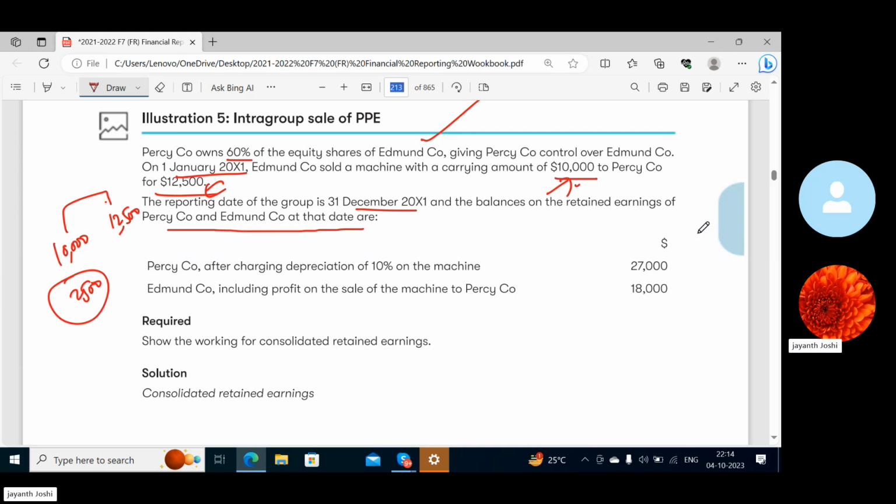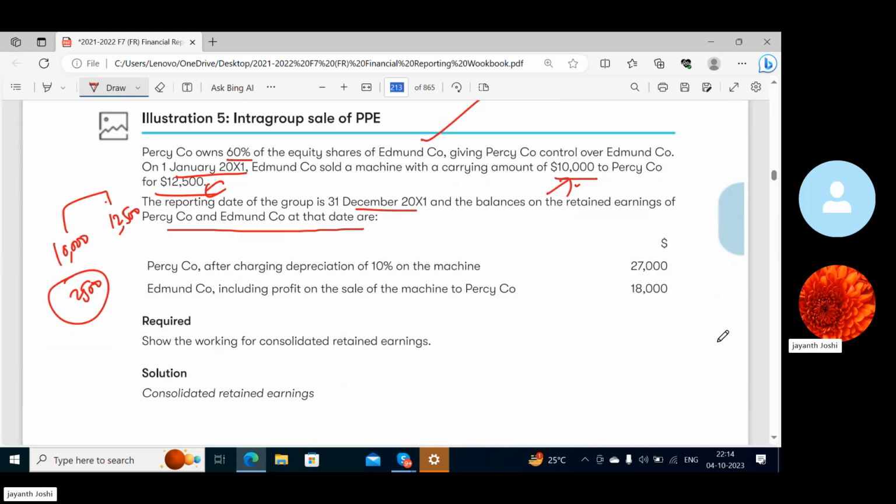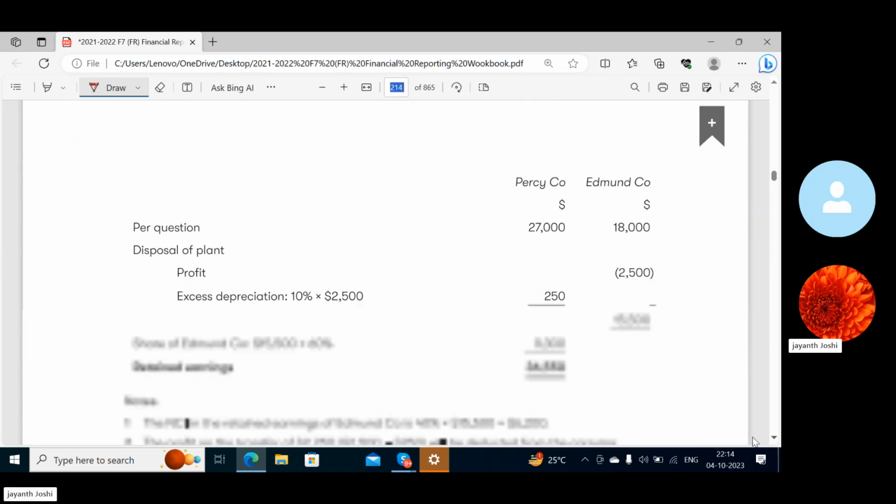This is the parent's, Percy's, retained earnings after charging depreciation of 10% on the machine, and this is the Edmund company's retained earnings, which already has included the profit on sale of asset. So now the parent's retained earnings is taken, the subsidiary's retained earnings is taken.